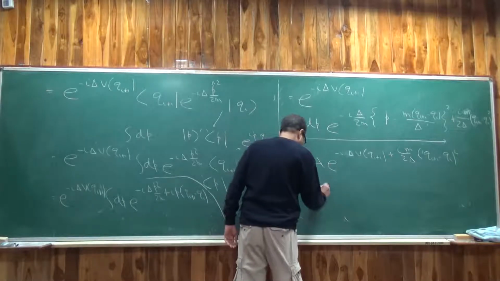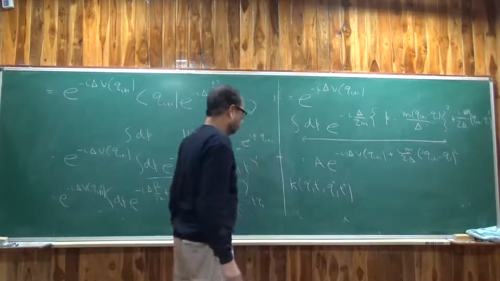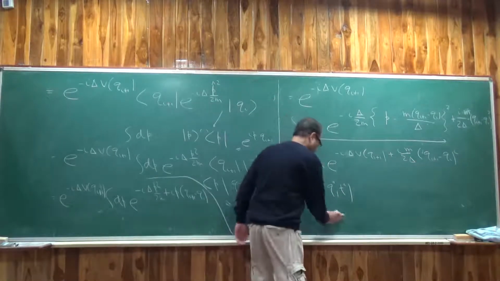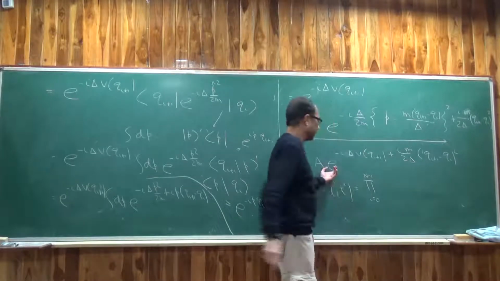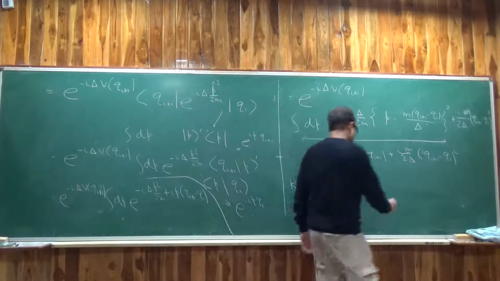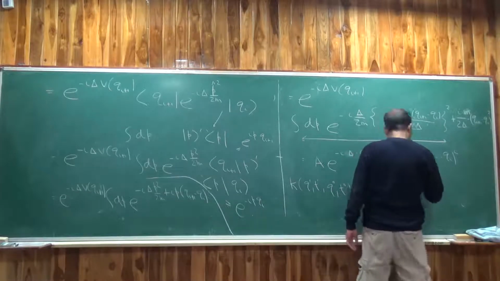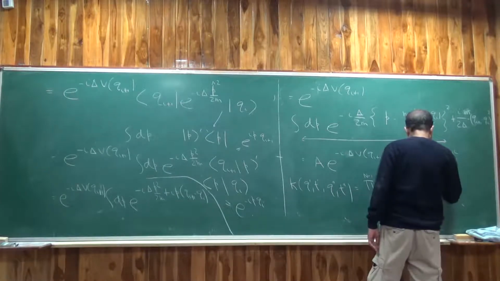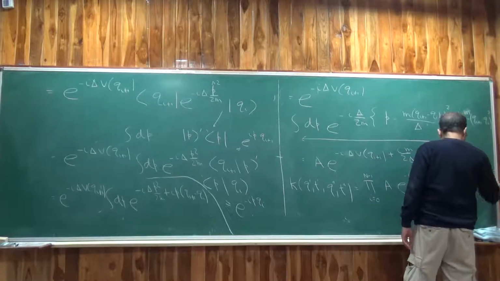q prime t prime, q double prime t double prime, will be the product from i equal to 0 to n minus 1 of this object. Right? This is what the individual term in the product is, what I evaluated. So A times e to the power minus i delta V of q_{i+1} plus i m over 2 delta, q_{i+1} minus q_i squared.